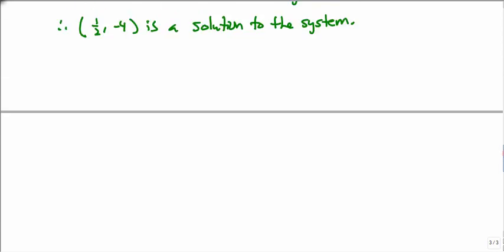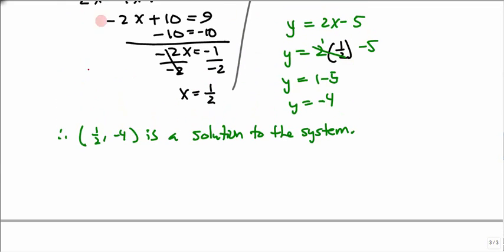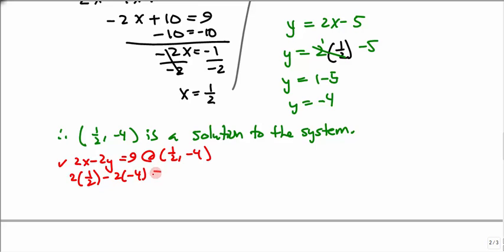Now, actually I should probably double check these. So let's go ahead and check. I remember my system was 2x minus 2y equal 9. And I want to check what's going on here. (1/2, negative 4). So I have 2 times 1/2 minus 2 times negative 4. And I'm wondering, does that equal 9? Half of 2 is 1. Negative 2 times negative 4 is a positive 8. 1 plus 8 equals 9.